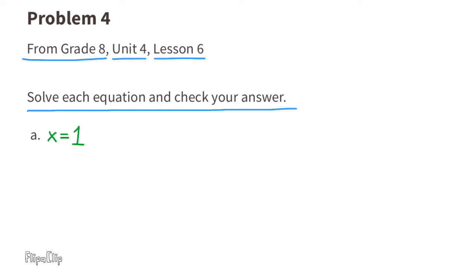X equals 1. To check your answer, substitute a 1 in place of all of the x's. B. 4z plus 5 equals negative 3z minus 8.